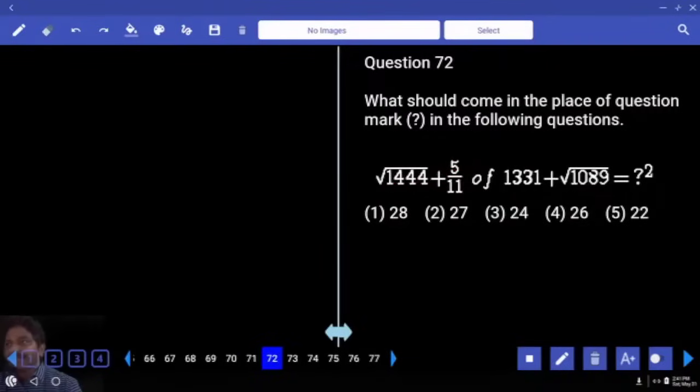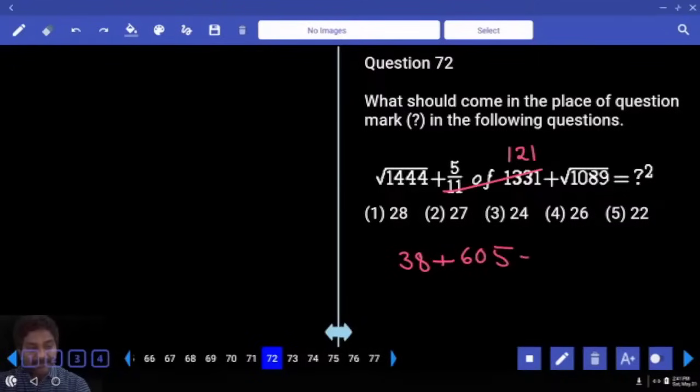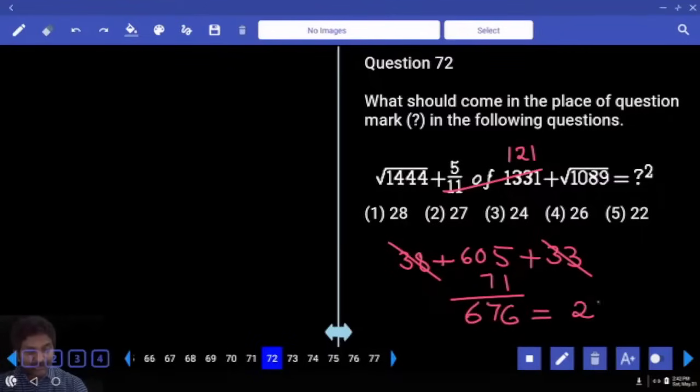Under root of 1444. 38 square plus 11 11 cube. Cancellation. 121. 5 times of 121 will be 10 times and half. 10 times is 1210. Half of that 605 plus under root of 1089. 33. Got it? Yes. So 33, 38. 70. 71 plus 605. 676 is which number square? 26 square. Answer 26.